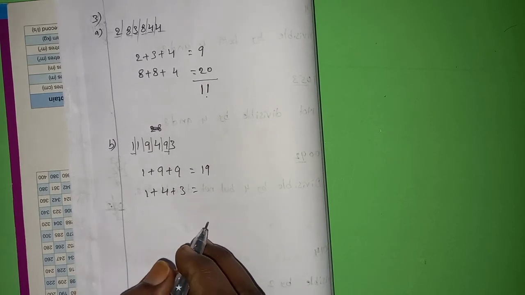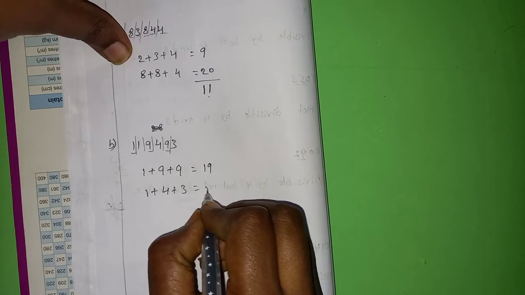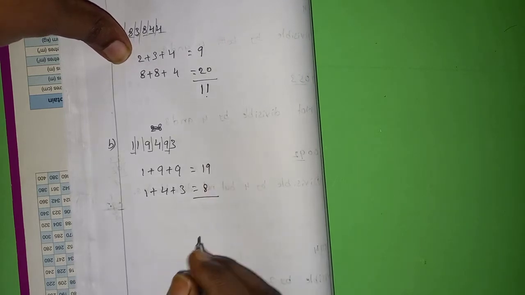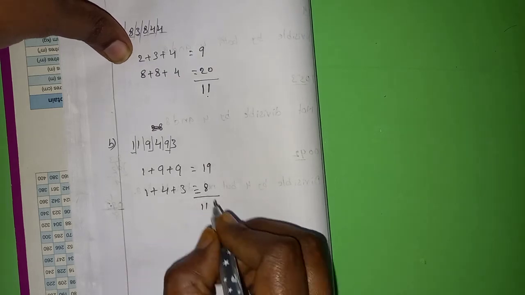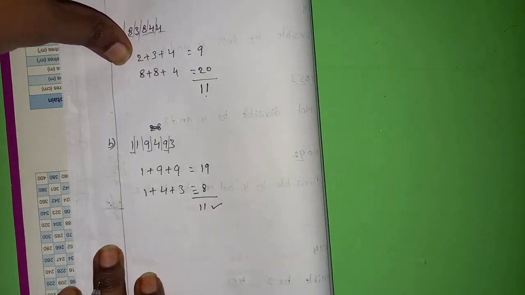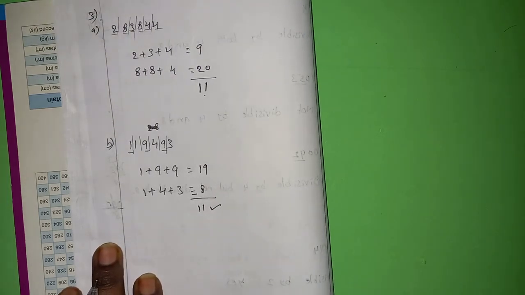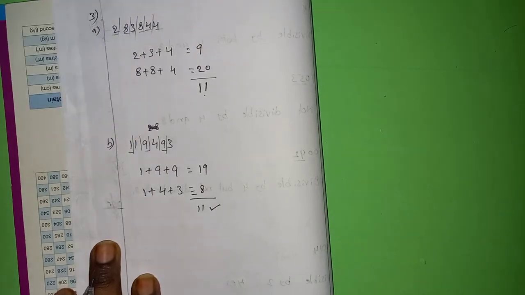5 plus 3, 8. 19 minus 8, again the difference is 11. So, if the result is 11 or 22 or 33, like 11 multiples, then the number is divisible by 11.